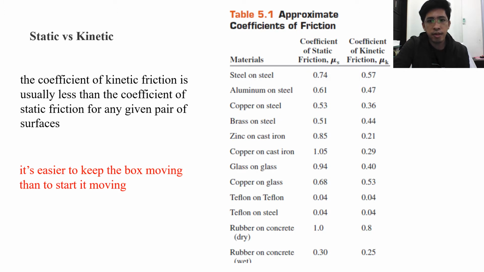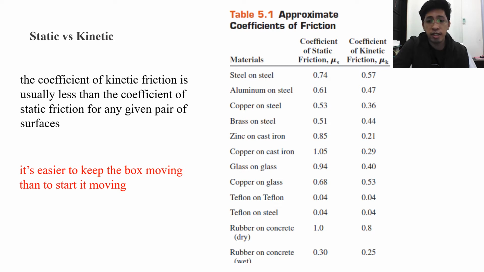So these are some of the approximate coefficients of friction for different materials. We have a column for the coefficient of static friction, and then a coefficient of kinetic friction, mu k. Say, for example, steel on steel. When you're trying to slide a steel on another steel, the coefficient of static friction is 0.74 and the coefficient of kinetic friction is 0.57.